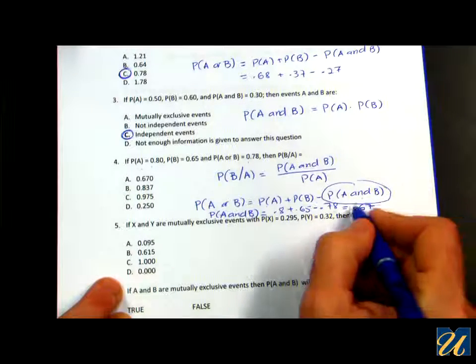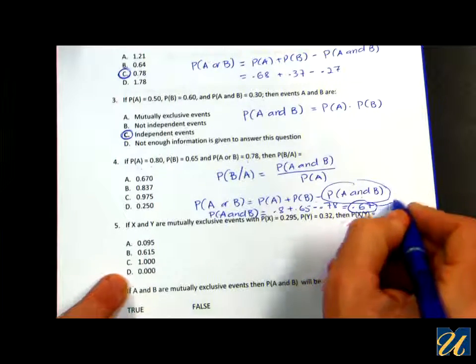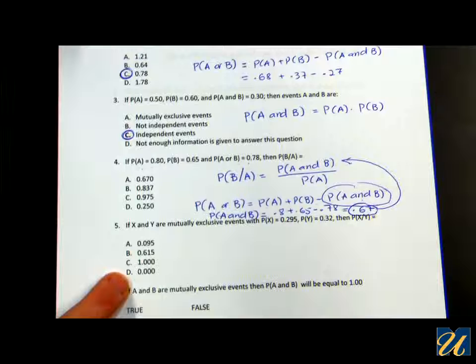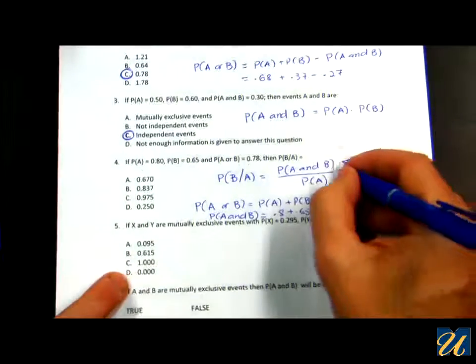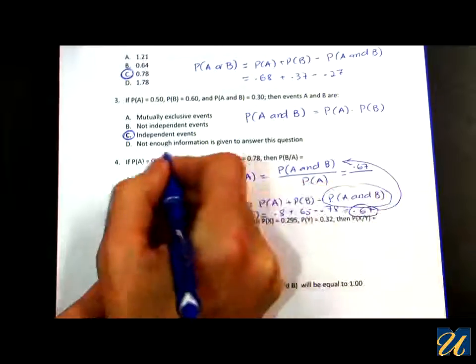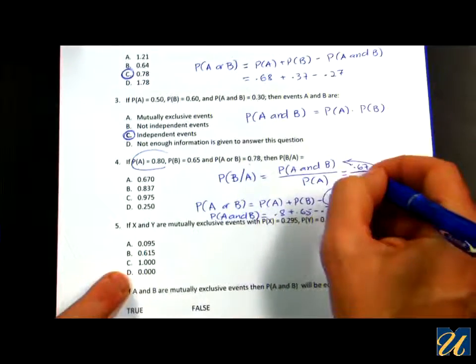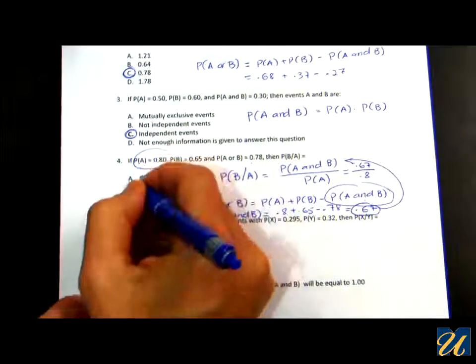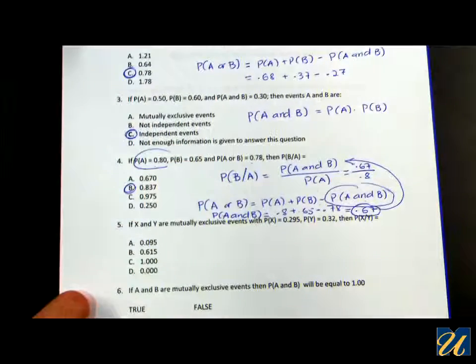However, we're not done. We will take this probability and we will put it for probability of A and B in our formula for probability of B given A, because this is what we're looking for. So this is going to be 0.67 over probability of A is 0.8. If you do your calculations, the correct answer will be 0.837.